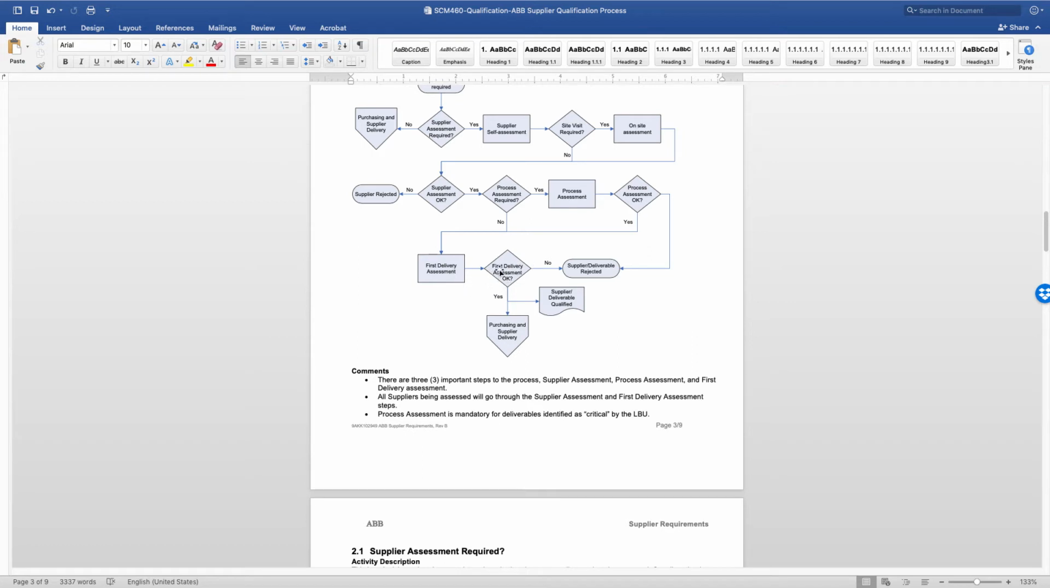If the first delivery assessment is okay, the supplier is qualified and can be considered suitable for future selection. Otherwise, the supplier is rejected. So the outcome is that the supplier is qualified and included in the actual supply base, and purchasing can proceed in considering this supplier in the actual supply base for future needs coming from the internal users.